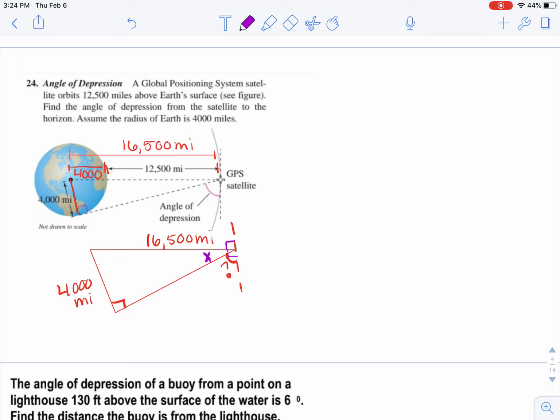So looking from that angle, I have the opposite and hypotenuse, so that's going to be sine. So I'm going to say sine of x equals 4,000 over 16,500. And now I can take the inverse sine of both sides.